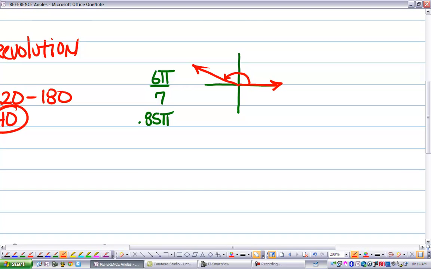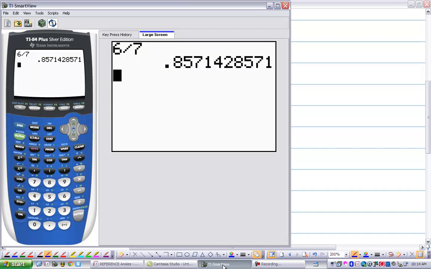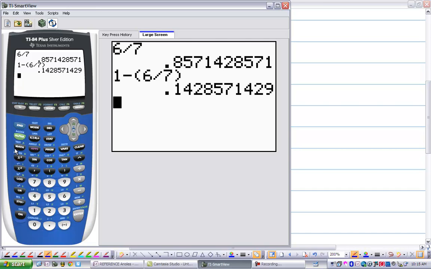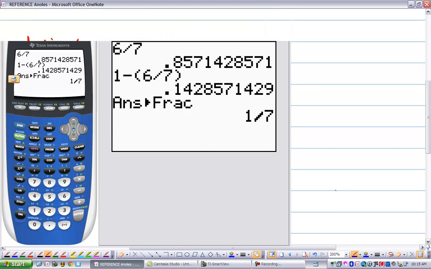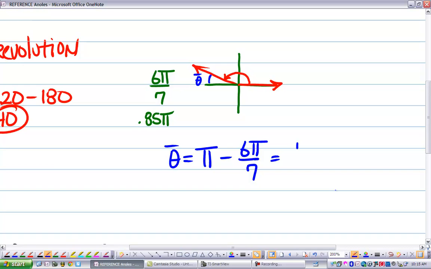Alright, so we want to find the reference angle, which in this case is in quadrant 2. It's going to be right there. There's our reference angle. So we're going to use a formula to find it. Well, in quadrant 2, we do pi minus theta. So pi minus theta, which is 6 pi over 7. If you don't feel comfortable with fractions, use your calculator. 1 minus 6 over 7. Remember, we replace the numbers without the pi, and you're going to get a decimal, math, enter, enter, and we get 1 over 7. So our reference angle is going to be pi over 7. And that's how you do one in radians.